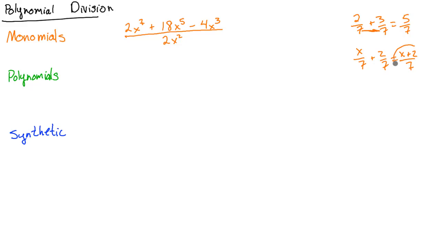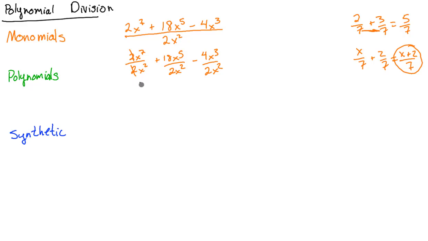So if you started off with a polynomial divided by a monomial, you can break it up into its individual fractions, which is exactly what happens. You can have 2x to the 7th over 2x squared plus 18x to the 5th over 2x squared minus 4x cubed over 2x squared. Now you're just back to the rules of exponents.